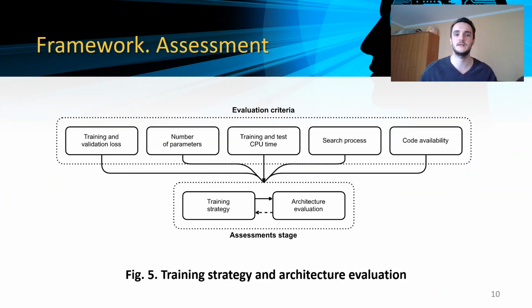In the assessment stage, we train and evaluate the sampled architecture. The third and fourth stages form a cycle during which the studied architecture is improved iteratively. So we suggest that researchers should consider the training and validation loss, the number of parameters, training and test CPU time, search process, and code availability as main criteria.